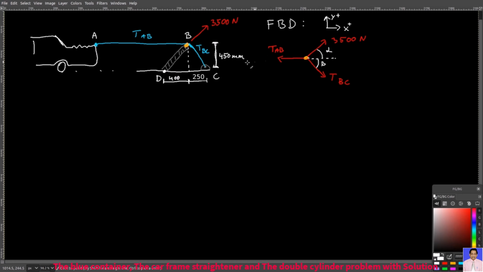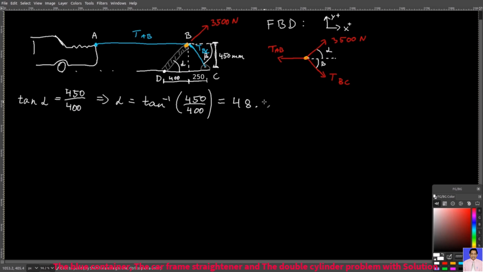We can find these angles using these dimensions. For example, this alpha here, essentially is the same one that you have here. And this beta here, it's essentially this one here. And so you can clearly see that tangent alpha equals 450 over 400. You take the opposite side divided by the adjacent side. From that, you know that alpha equals inverse tangent 450 over 400, 48.4 degrees. That's your alpha.